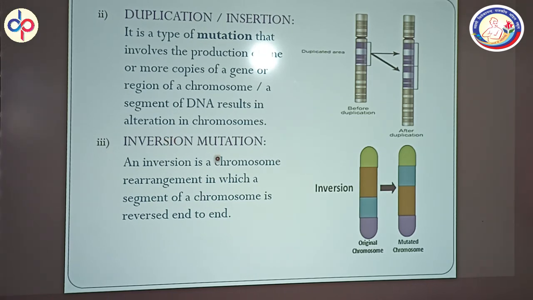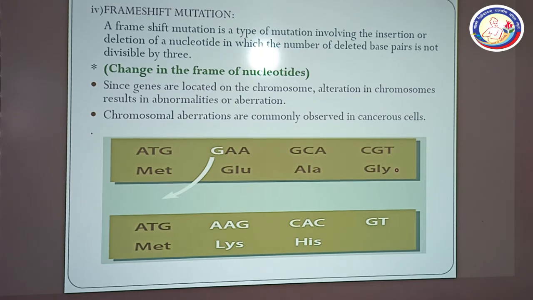Third is inversion mutation. Inversion is a chromosome rearrangement in which a segment of a chromosome is reversed end to end. You can see this is the sequence of the genes in the first chromosome: green, orange, light blue and purple. Here the sequence is inverted. Orange is on the top, here orange is down, and blue is in the lower position, this is in a higher position. And fourth is frameshift mutation.